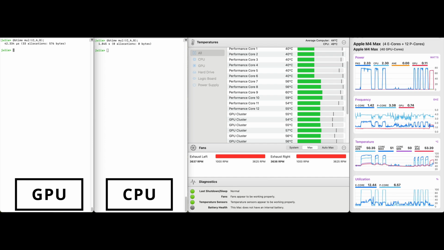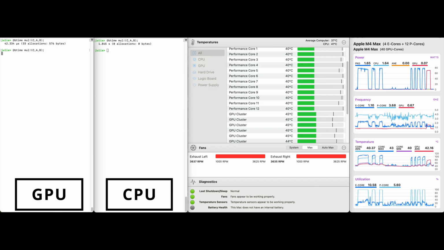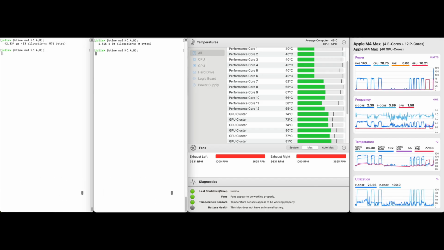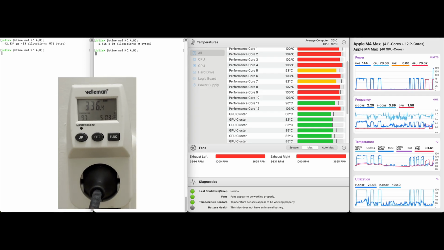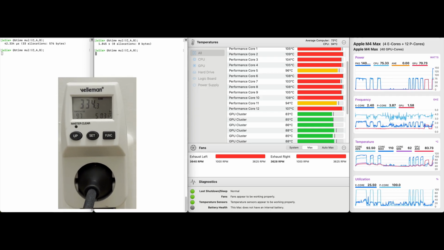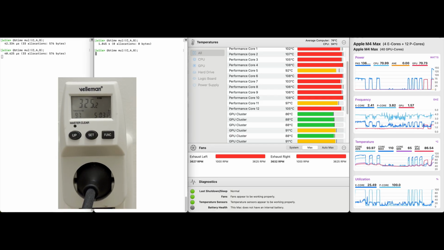Alright, now it's time for the combined test. How much do you think the system will draw this time around? As you can see, the power draw is exceeding 330 watts. I've intentionally made the benchmark time run short, as I don't think this much power on the M4 Max is particularly healthy for it.